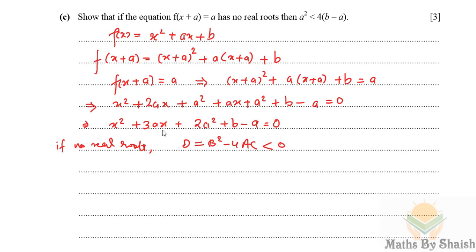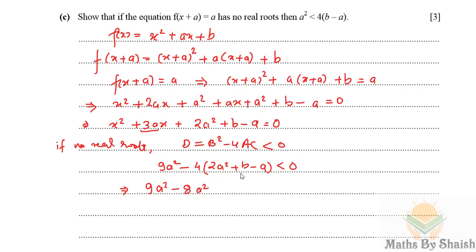So we'll calculate from here. b is 3a, so it is (3a) square, 9a square, minus 4 times a, which is 1, and c is 2a square plus b minus a, is less than 0. And now we will simplify it a little bit more: 9a square minus 4 times 2a square, 8a square.